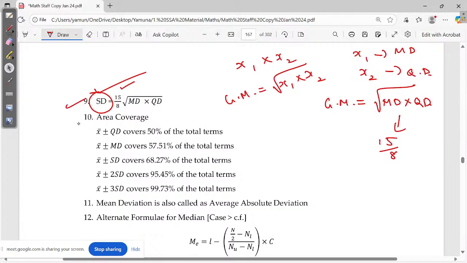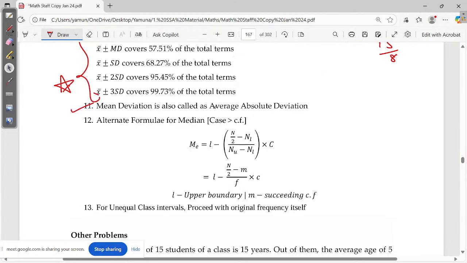Okay. The 10th one I'm not discussing as of now. I'll keep this pending because I have to go for normal distribution. As of now, I'm not discussing. Mean deviation, the other name is also called average absolute deviation because you're going to take the absolute value.